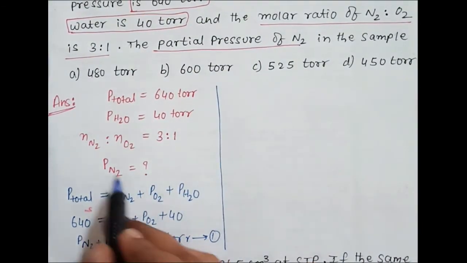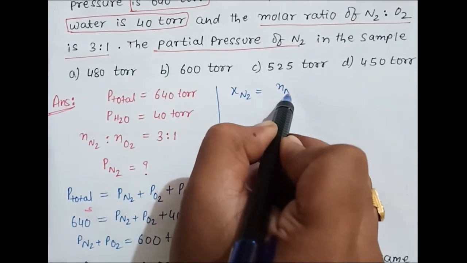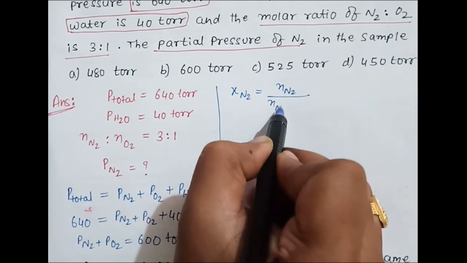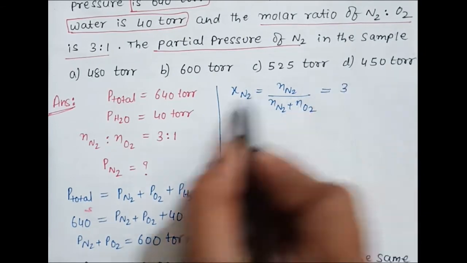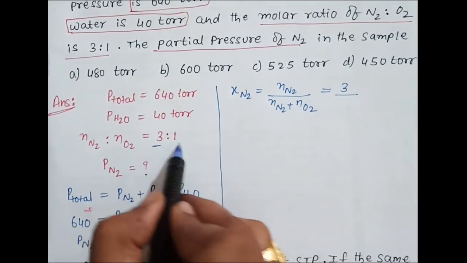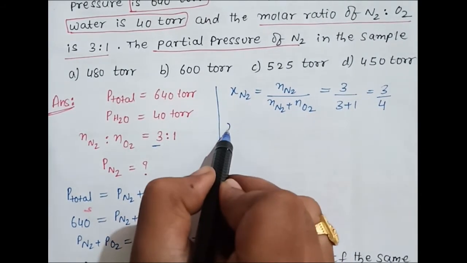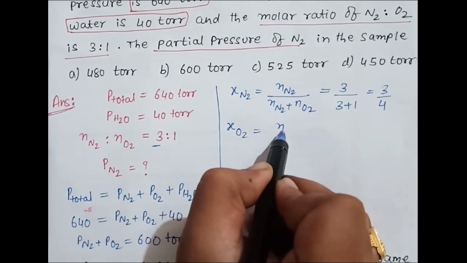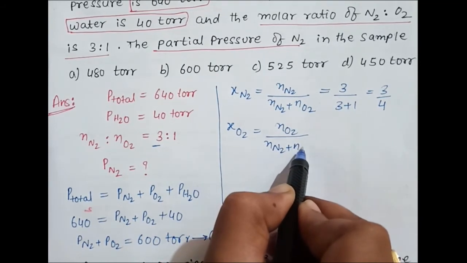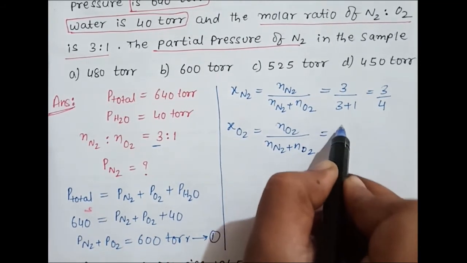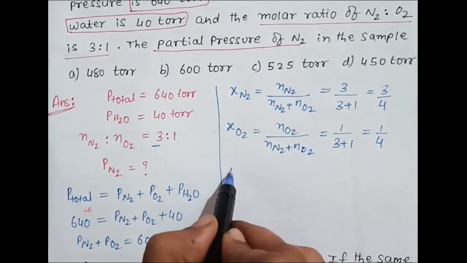Now from this we can get the mole fraction of N2. Mole fraction of N2 is equal to number of moles of N2 over number of moles of N2 plus number of moles of O2. The number of moles of N2 is 3, over 3 plus 1, that is equal to 3 over 4. Similarly, mole fraction of O2 is equal to number of moles of O2 over number of moles of N2 plus number of moles of O2, which is equal to 1 over 3 plus 1, which is equal to 1 over 4.